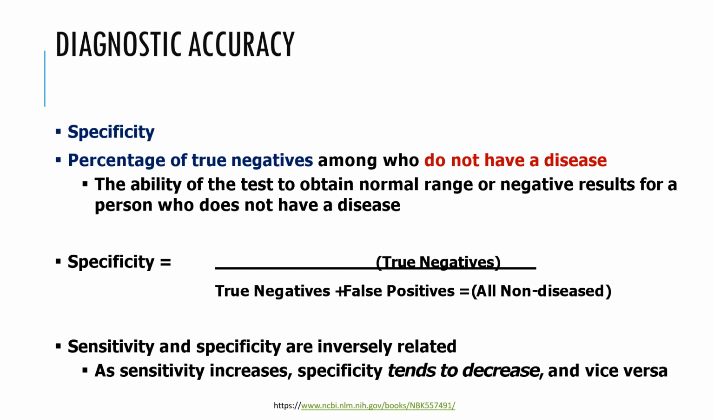Then we have specificity. It is the percentage of true negatives among those who do not have a disease. It is the ability of the test to obtain a normal range or negative result for a person who does not have a disease. Specificity is a ratio of true negatives over true negatives plus false positives, that is all non-diseased. Sensitivity and specificity are inversely related. As sensitivity increases, specificity tends to decrease and vice versa.